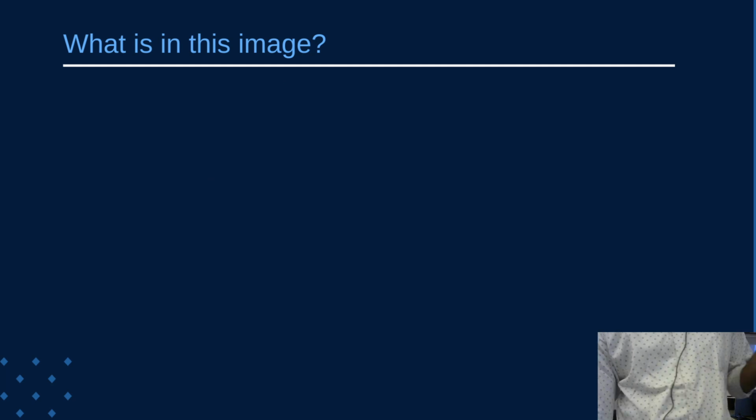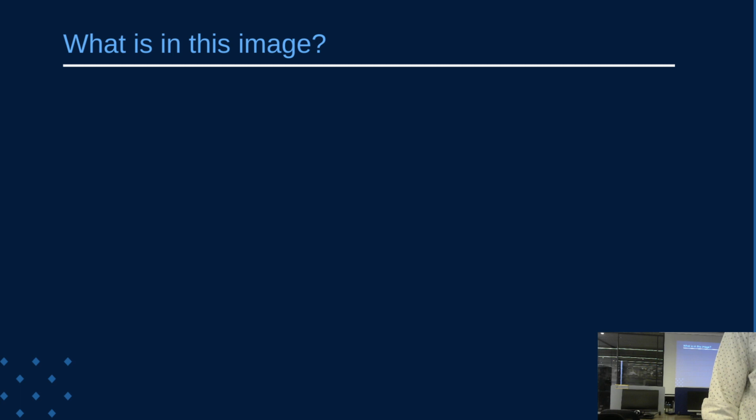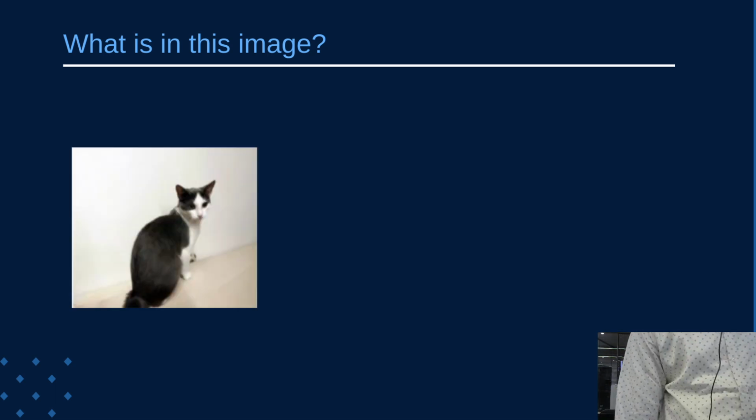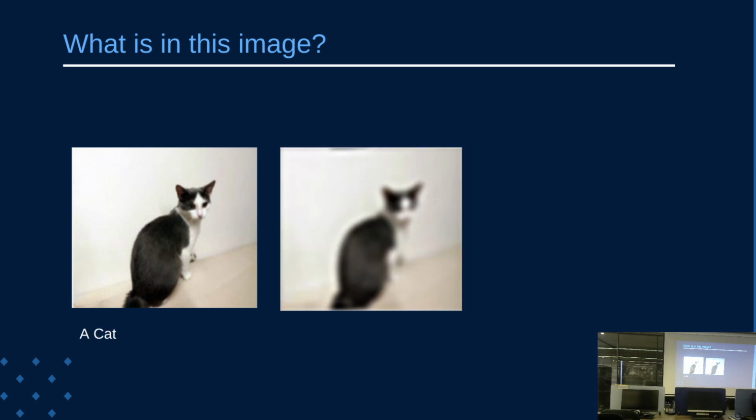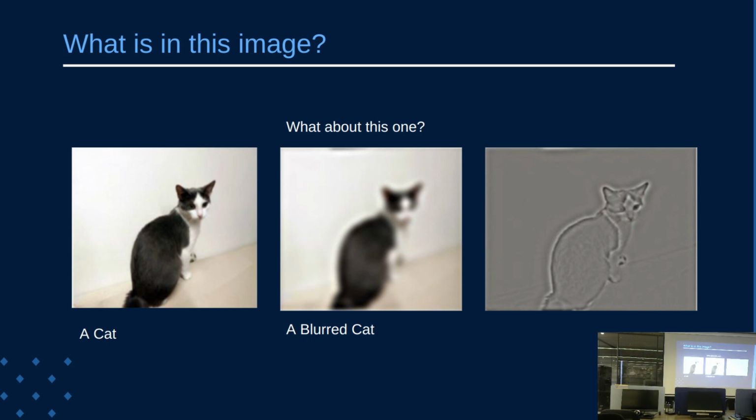So forget about computers. The most powerful vision system on the planet is the human vision system, right? And let's test that a little bit. What is this? Can anyone answer? Yeah. It's a cat, right? What is this? Blood cat, right? And what is this? It's an outline cat. Okay.